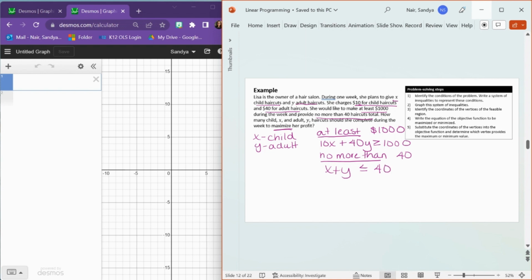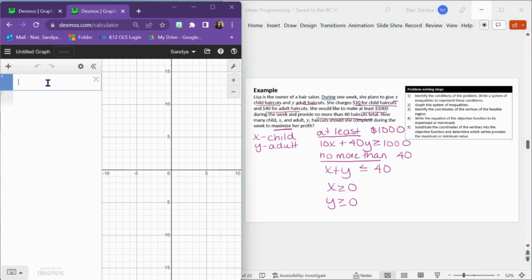Remember, we also have those two additional inequalities since we're talking about a real life situation, because we can't give negative child haircuts and we can't give negative adult haircuts. Okay, so we're going to add those two requirements in. So now let's think about how to graph this. I'm going to go to Desmos now and graph my system of inequalities.